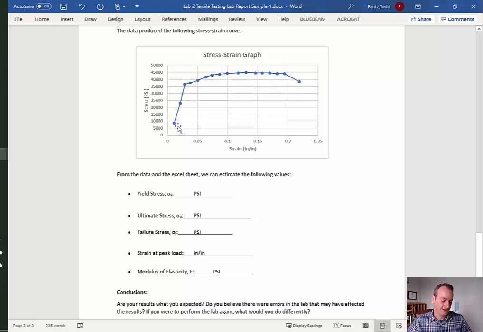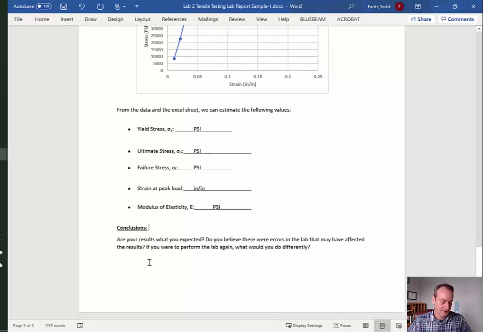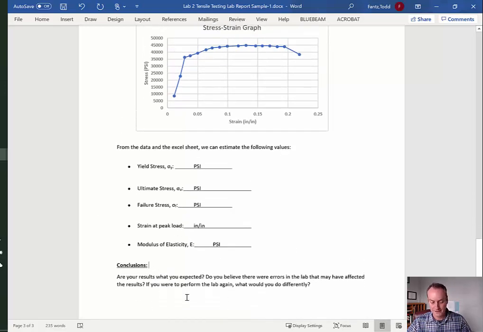Modulus of elasticity, you're going to use one of these points and figure out, or both somehow, what your slope is. I'm going to leave that part up to you. I'm also going to leave the conclusions up to you. Is that what you expected? Does it look like the graph that we had in our notes? And if you were to do it again, what would you do differently? Clearly, you'd be in person. That's ideally. I guess everyone can just write that, right?